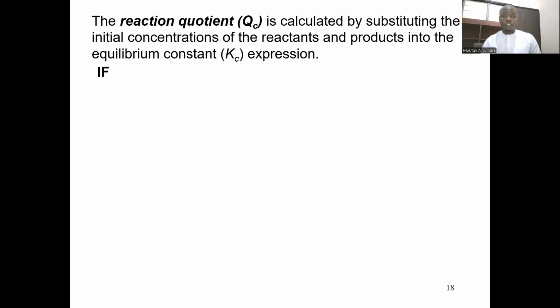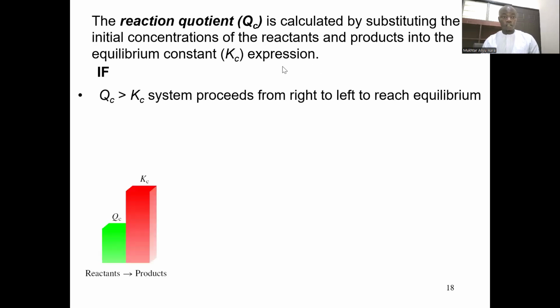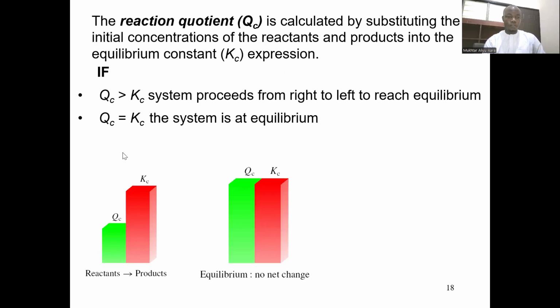So the reaction quotient. If Qc is greater than Kc, it means that the reaction would favor going from right to left, toward the reactants. And if Qc is equal to Kc, it means that the system is at equilibrium. There is no net change.